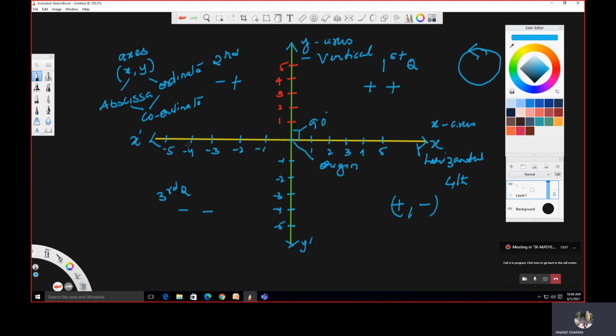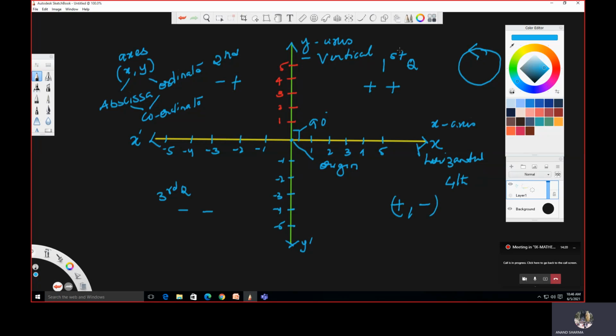Then I told you that you have to plot the numbers at a fixed distance. Now this is the place where lots of students make mistakes. So I want you all to be careful in this. Whenever you're putting the numbers, they should be at the same distance throughout the x-axis as well as the y-axis. Why I'm repeating again and again is that this is the place where most of the students make mistakes.